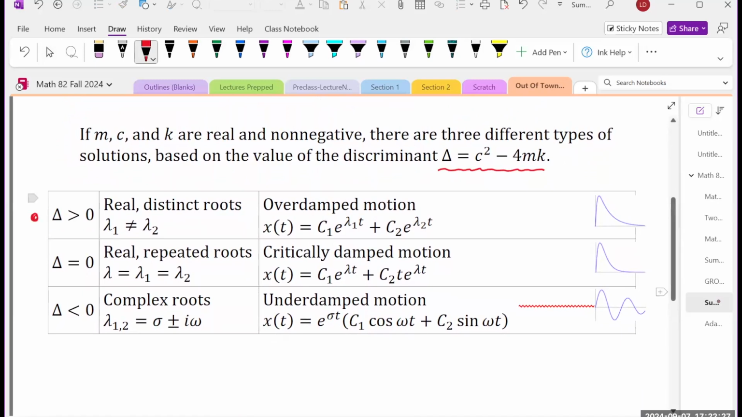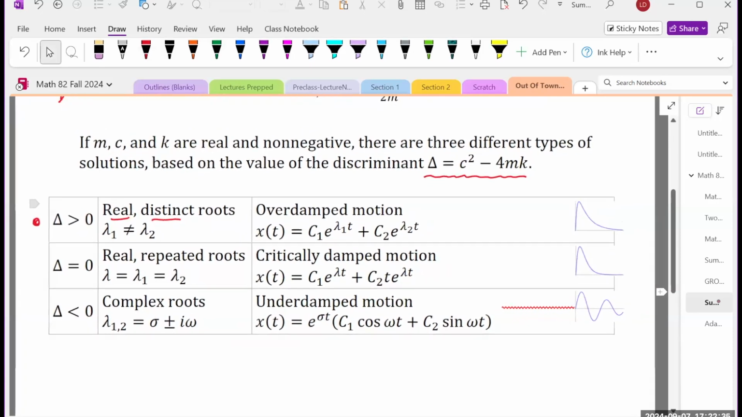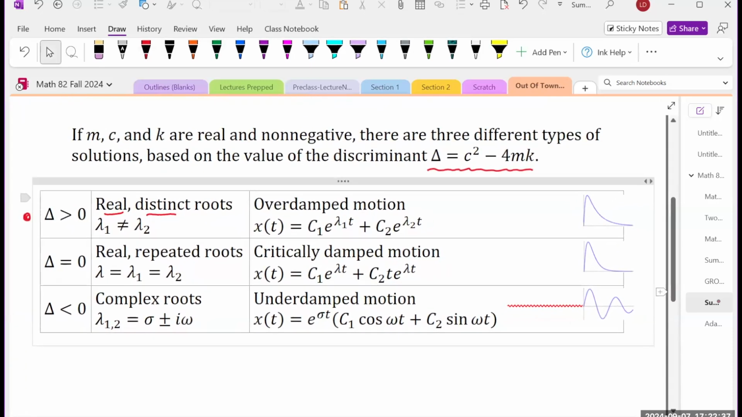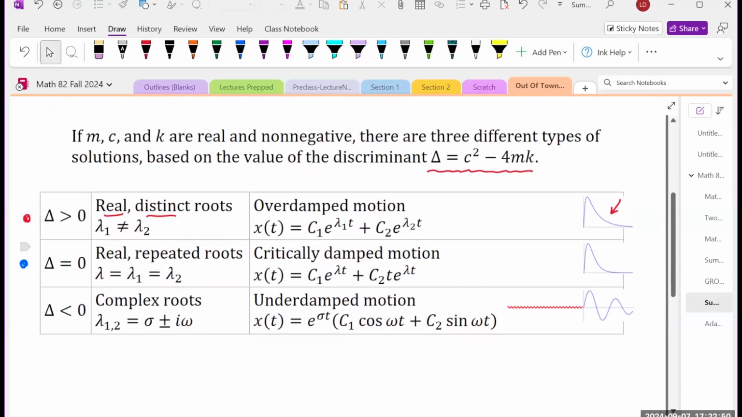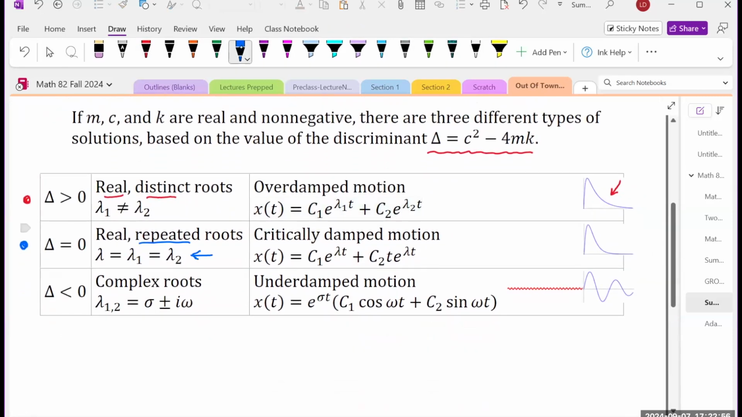In particular, if the discriminant is strictly positive, we have real distinct roots. This is considered an example of overdamped motion. In other words, you can have an initial bounce and then the motion gets damped away immediately. In the case the discriminant is 0, then we have repeated roots. This is an example of what is called critically damped motion. It looks similar, but it essentially represents a damping that goes as fast as possible before becoming oscillatory.